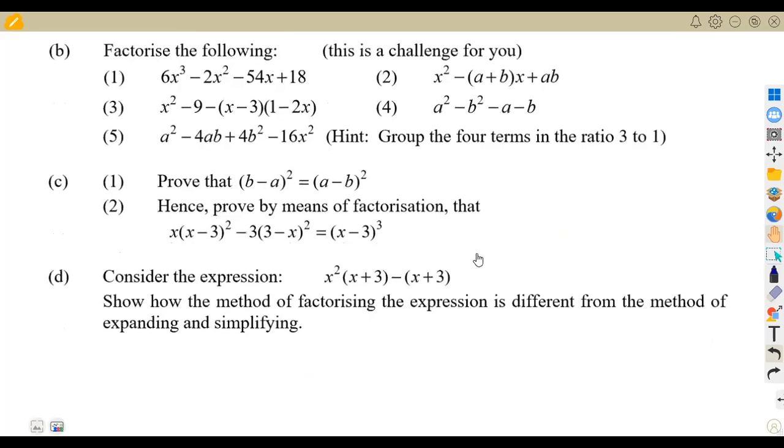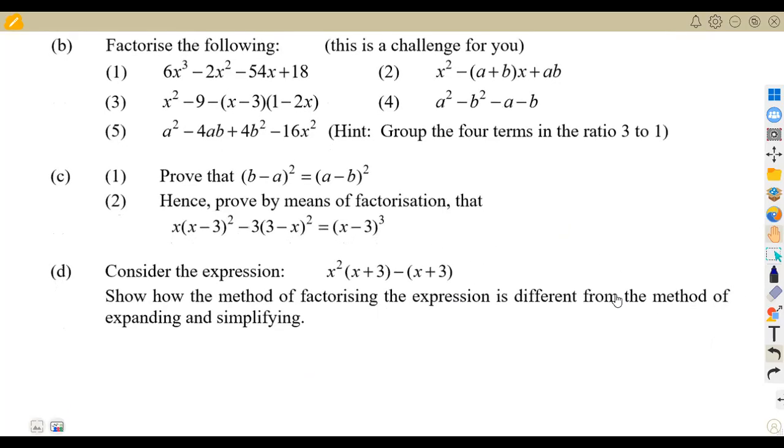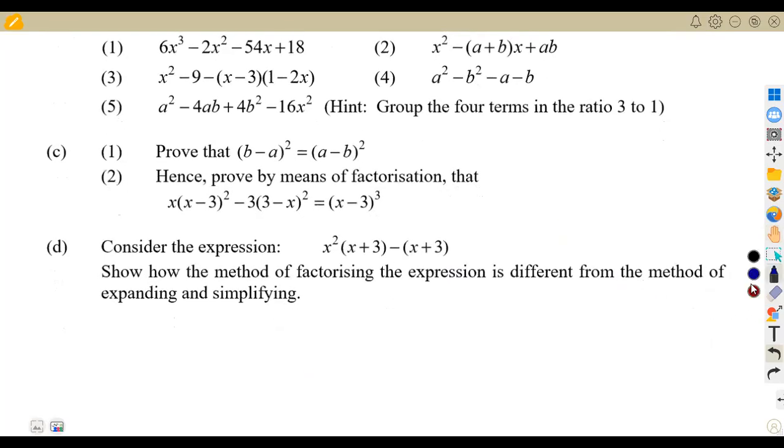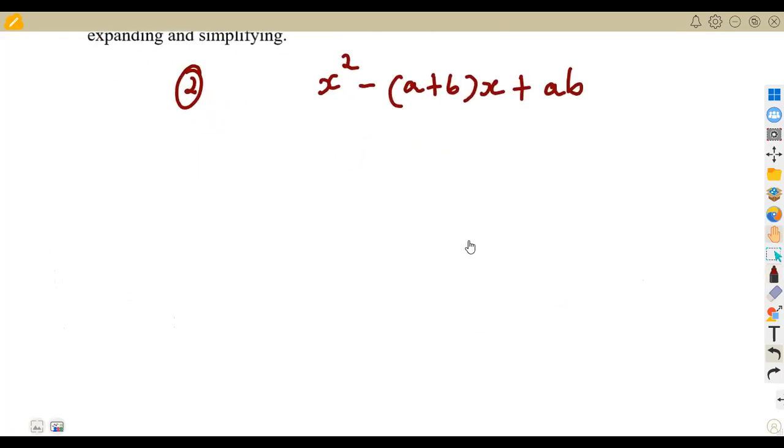Then there can be questions like what we have on question number 2, whereby you do not have exactly the part where you can group your terms. You cannot even group these terms. You're given x squared minus (a plus b) times x plus ab like this. You do not even have a condition where there is anything common. We do not have a common term throughout.